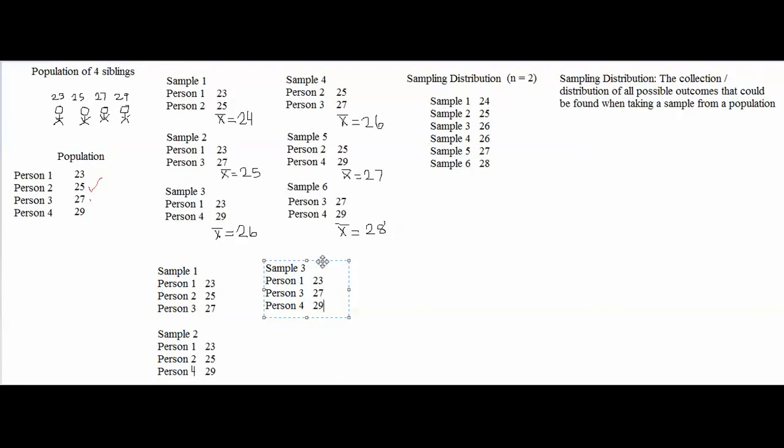So we left out person 4, then we left out person 3, then we left out person 2, and now we're going to leave out person 1. And that'll be our last possible sample of 3 people. So 1, 2, 3, 1, 2, 4, 1, 3, 4, and this one will be 2, 3, 4.